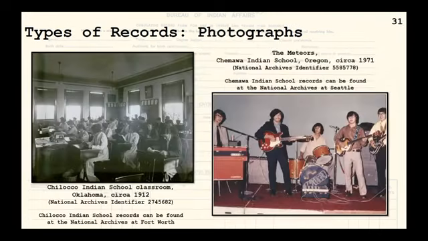Next slide, please. Slide number 31. Then there are the generic photographs capturing student life. Here we have a classroom shot from a glass plate negative of the Chilocco School, along with a 1971 shot, one of my favorites, of a student band up in Oregon at the Chemawa School.